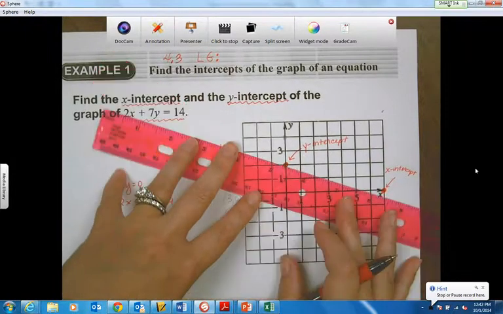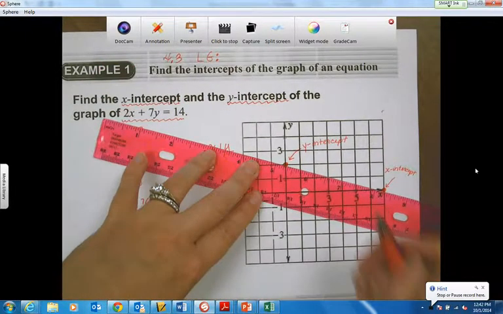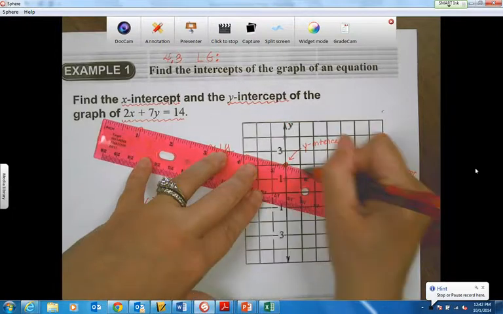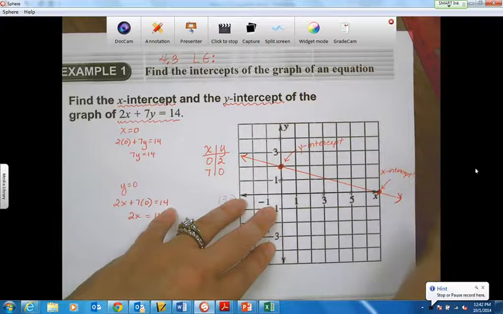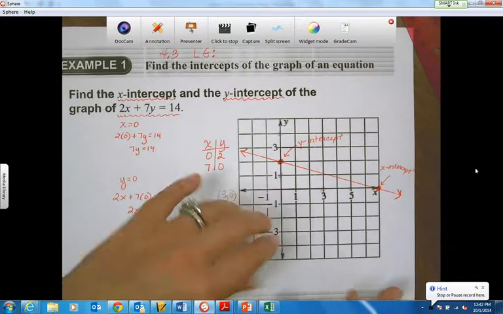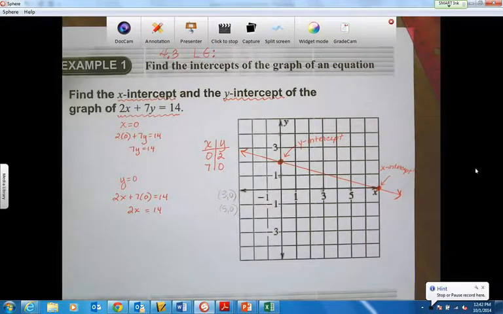Obviously the advantage is you only had to do 2 points instead of a whole table. Definitely an advantage. A disadvantage is you're only using 2 points, and if you mess up on one of the points, your line is going to be wrong. Could you tell last night if you messed up on 1 point? Yeah, because it didn't fall in a line. If you mess up on one of these, your whole line's going to be wrong.